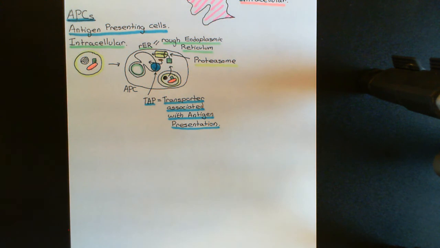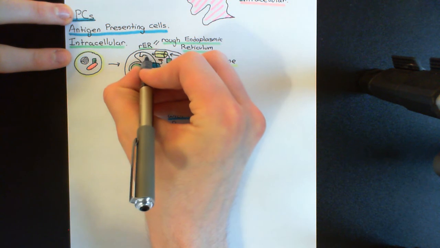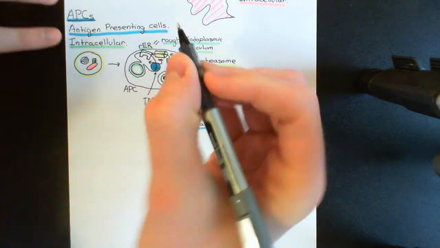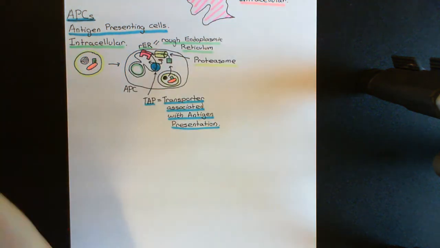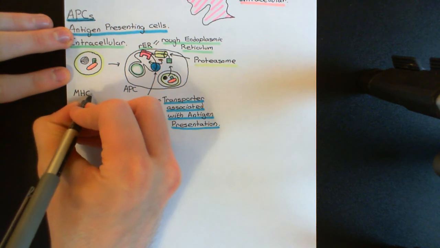Okay, and now what's going to happen is these fragments of antigens are going to get loaded onto a protein complex, which is then going to be the mechanism by which we display it on the surface of the antigen presenting cell. And this is a protein complex by the name of major histocompatibility complex class 1, and at the moment this is in the membrane of the rough endoplasmic reticulum. So I'll draw it there. So here, drawn in pink, this is the major histocompatibility complex class 1, often abbreviated down to MHC class 1.